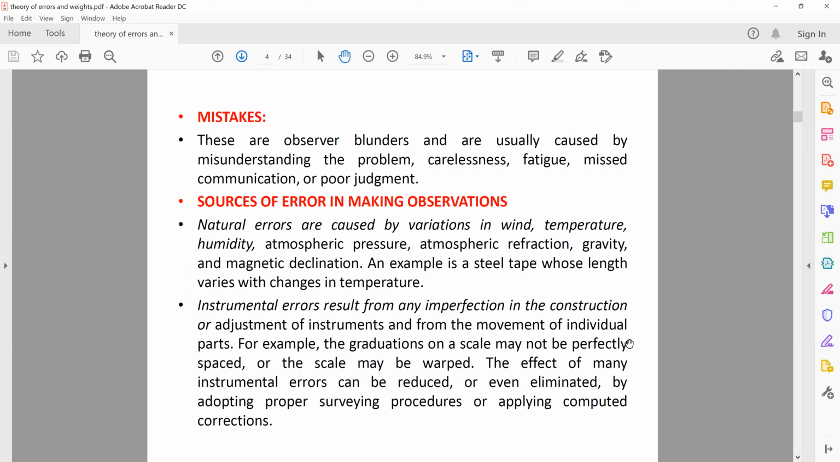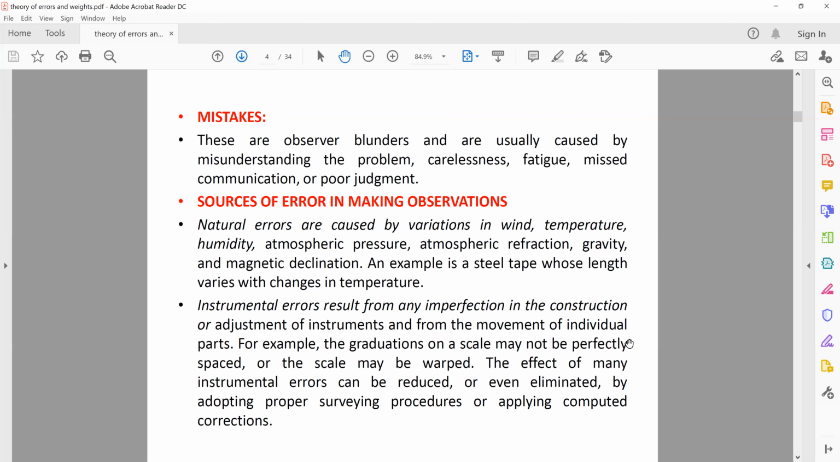So we need to differentiate mistakes from errors. Mistakes are blunders, you can say, caused by misunderstanding the problem or carelessness and so on. But they are different from errors, because mistakes can be rectified, but there will always be errors in your observations.